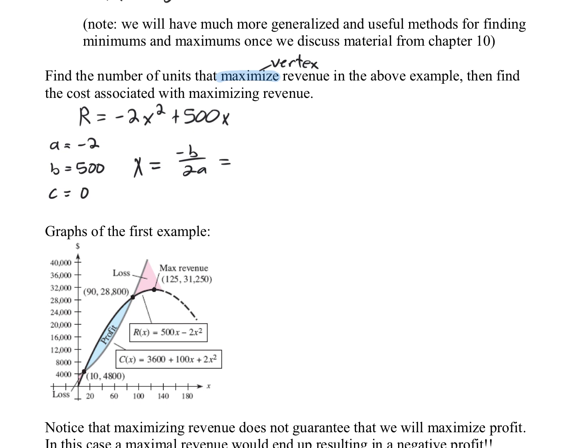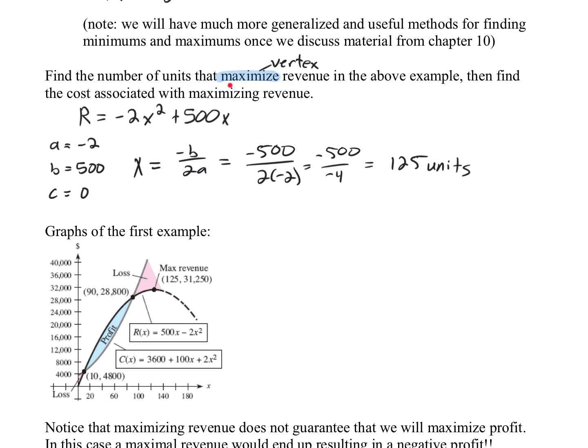We get that x is equal to negative 500 over 2 times negative 2. So that's negative 500 over negative 4. And then when you divide that, you get 125. Now, it's useful to put a label on this number, and that is going to help us answer the question up here. The label that will be assigned to x in this example, and for most of the examples in this class, is just the label of units. So we find that if we produce 125 units, we have achieved the vertex, basically.